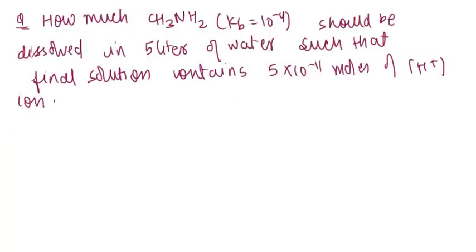Now one more problem is given to us. How much CH3NH2, which is called methylamine, right, Kb value is given, should be dissolved in 5 liters of water to make a final solution that contains that many moles of H plus ion. Now we have been given a base and a Kb, the concentration is being asked, and the H plus concentration is given to us.